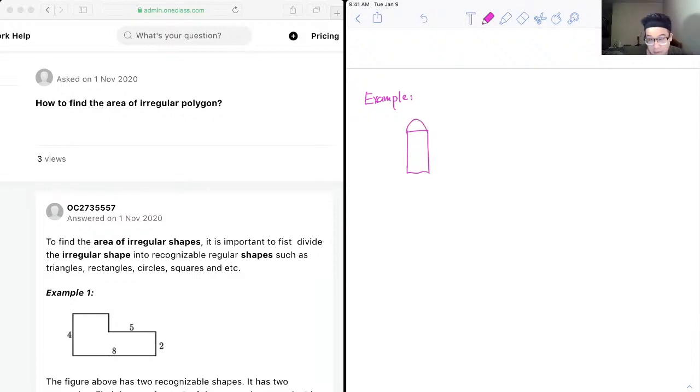Okay, so something that looks like this. So that's 3, and that's 5. So the figure above has 2 shapes as well. We have a half circle and a rectangle below it. So, actually, half circle plus rectangle. So we just need to calculate the area of the half circle and the area of the rectangle.